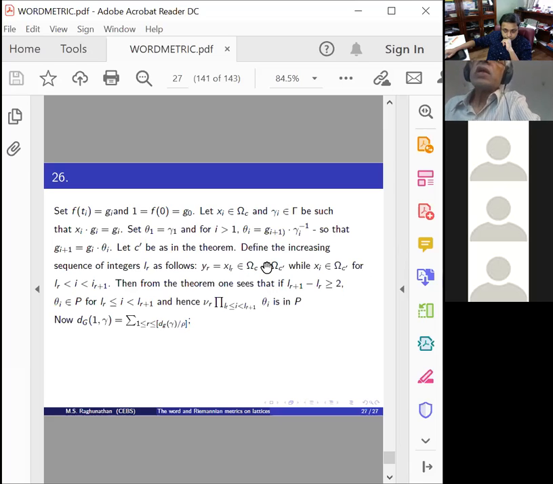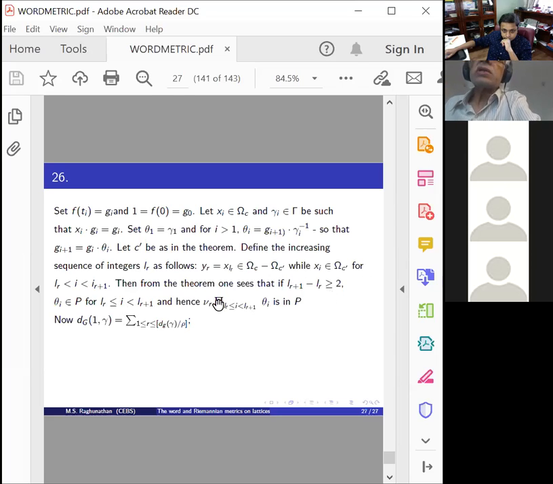In fact, it's enough that for two elements in the parabolic group, if one of them is in Ω_{C'}, the other may be anywhere in Ω_C. And if the gamma translate meets Ω_C, then that element gamma should be in the parabolic group. That is what the criterion defining C prime was.